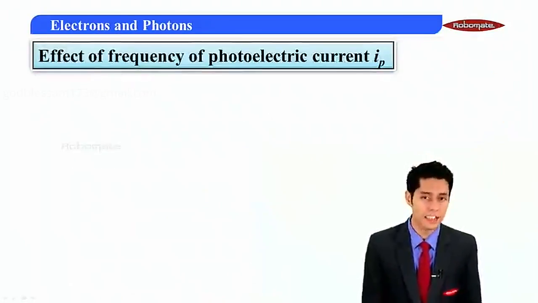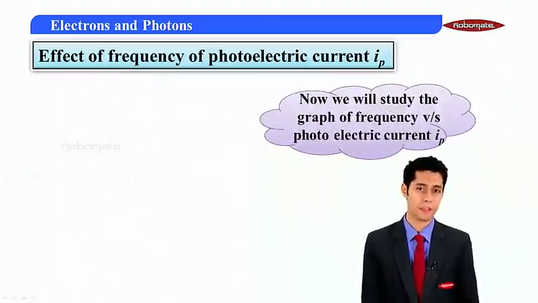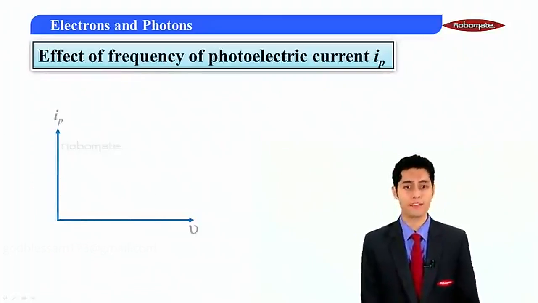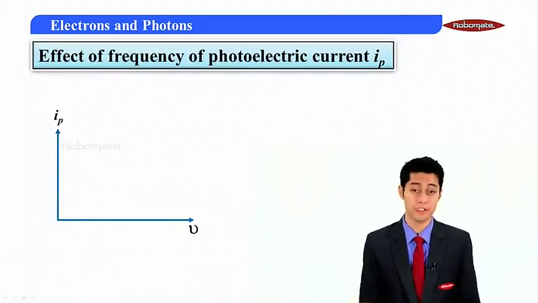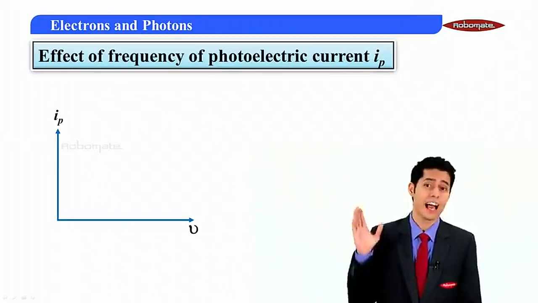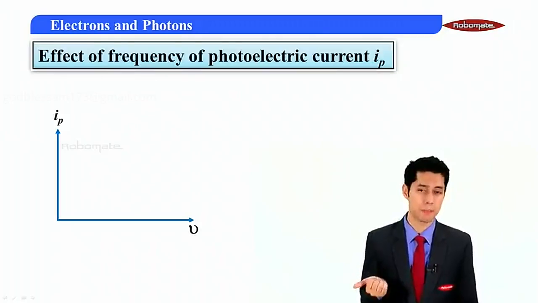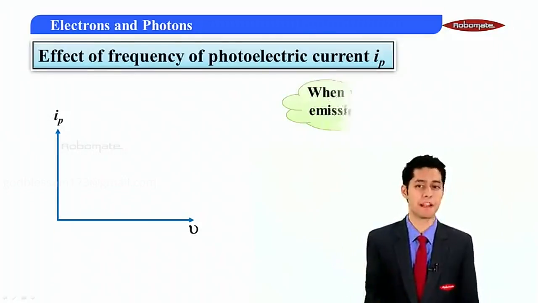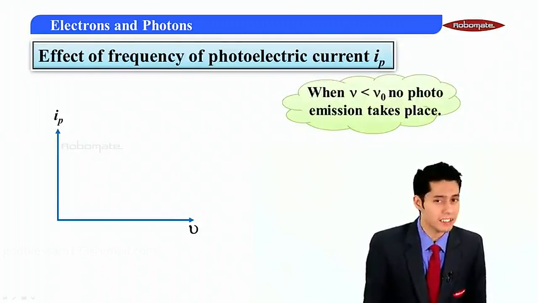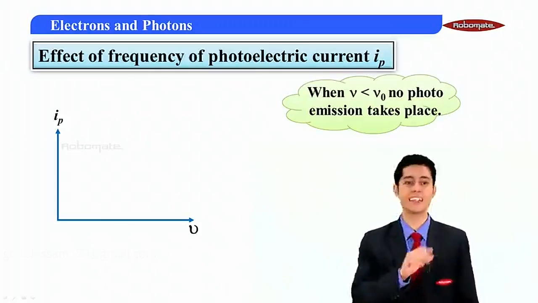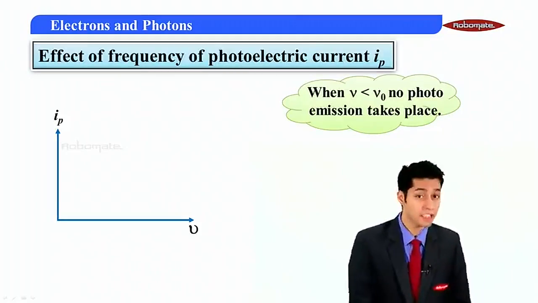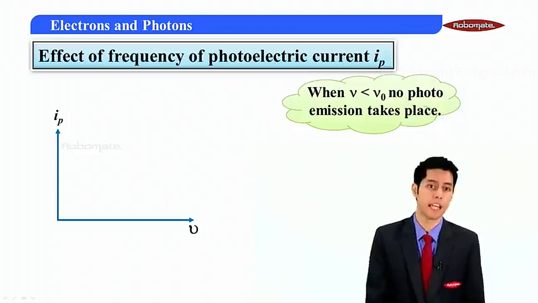So to see that, we'll see this graph. Now we plot a graph of frequency and photoelectric current, where frequency is on the x-axis and photoelectric current is on the y-axis, since frequency is independent and current is dependent. Now we take a case when the frequency is less than the threshold frequency. That means no photoemission will take place.